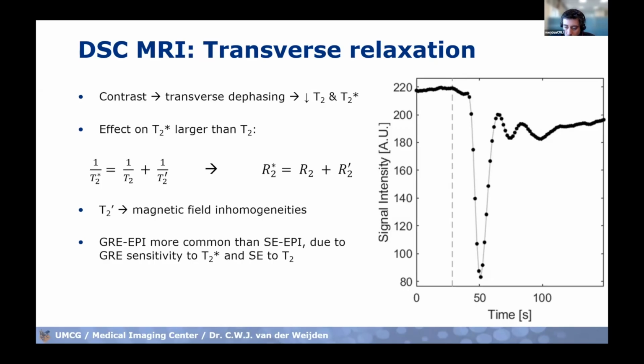The optimal TE depends on field strength because the EPI-related susceptibility effects are stronger at higher field strengths. As a result, somewhat shorter TEs are typically used at 3 Tesla than at 1.5 Tesla, while still maintaining adequate susceptibility contrast.